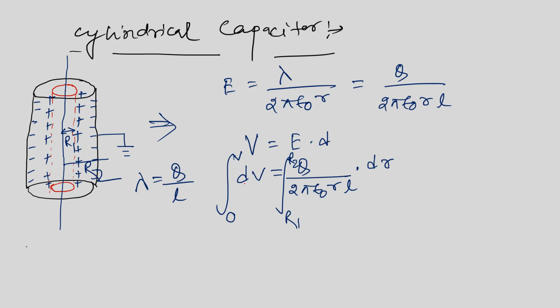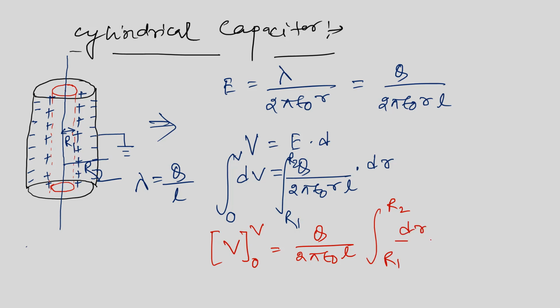Now what we know, the integration of dV is equal to V, and the limits will be unchanged, from 0 to V. In this case, Q divided by 2 pi epsilon naught multiplied by L remains unchanged. And the integration from R1 to R2, the limits will be unchanged here, and it is dr upon r.